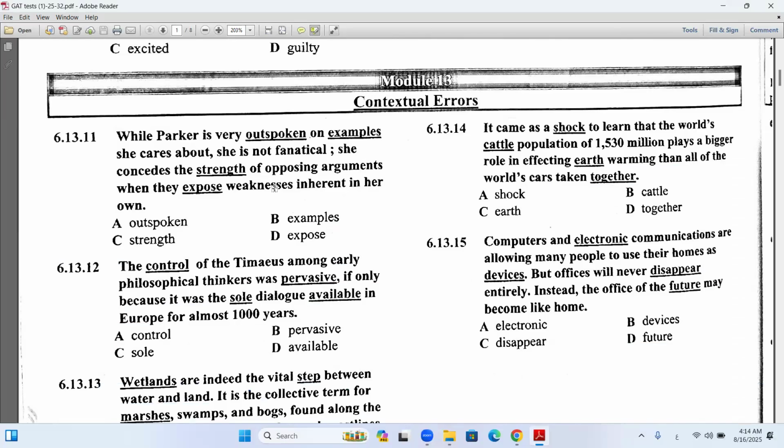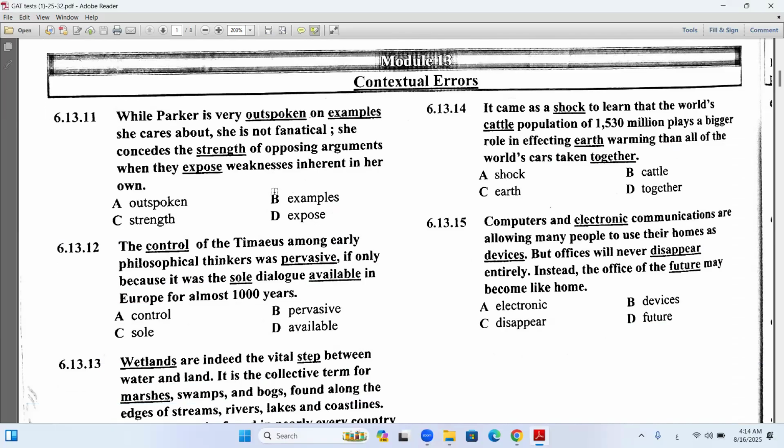Which word does not fit the context here? Number 11, I chose B, examples. Yeah, on examples. It should be replaced with on occasions. For example, while Parker is very outspoken. Outspoken here means to be honest. Somebody who speaks without reservations. Good. It is clear. On occasions she cares about. So not examples, on occasions.